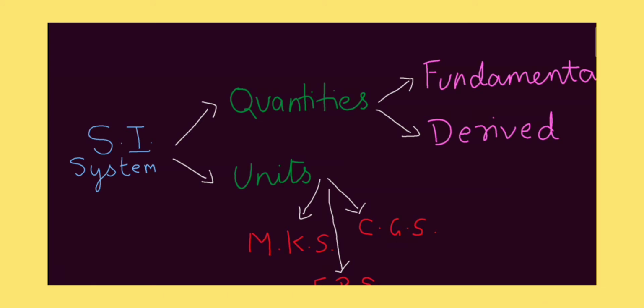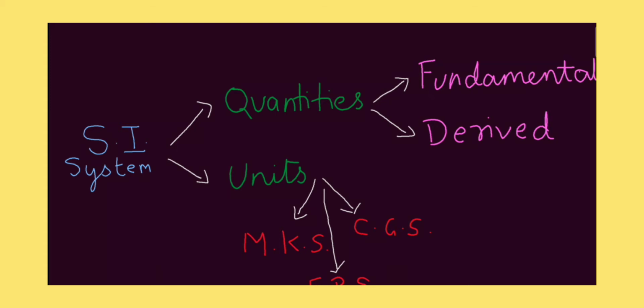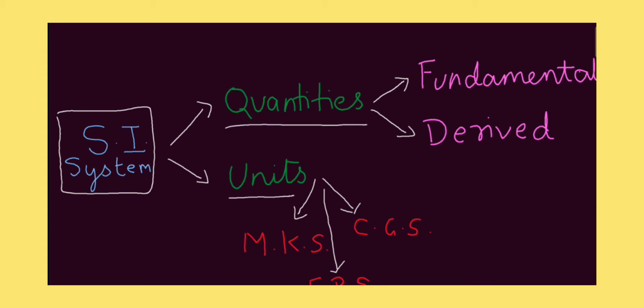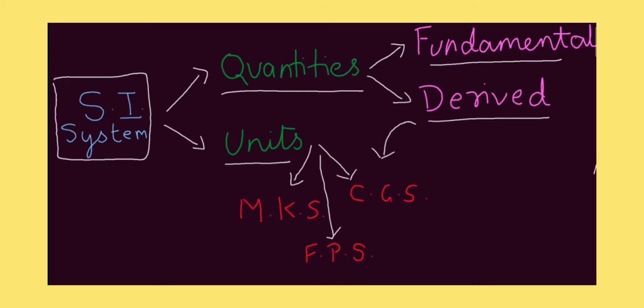Up till now, what we have discussed in this channel, I am going to give you a brief account of it. First thing we have discussed is the SI system, from where it has come, and what rules the SI system follows. The SI system has defined quantities and their units for measurement. The quantities they define are fundamental quantities and derived quantities. Now these quantities are measured in terms of units. They have defined the units as MKS units, CGS units and FPS units.